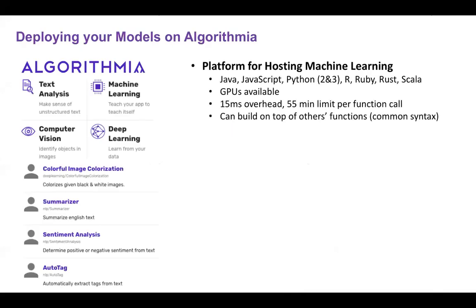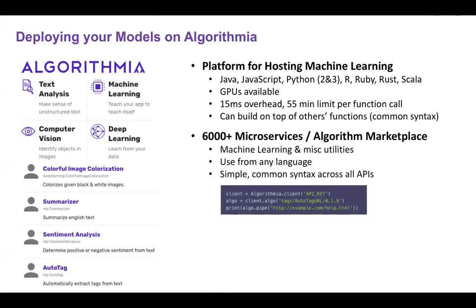So once again, we're a platform for machine learning that can use Java, JavaScript, Python, R, Ruby, Rust, or Scala. So any model in any framework that uses one of those languages, you're probably going to be able to put it out there on us. You're going to get GPU acceleration, 15 millisecond total overhead, and a 50-minute limit per function call. Yours, if you make it public, will join the other 6,000 microservices that are out there in the marketplace. So people will be able to locate it, people will be able to use it, and there's going to be a common syntax across all of those.